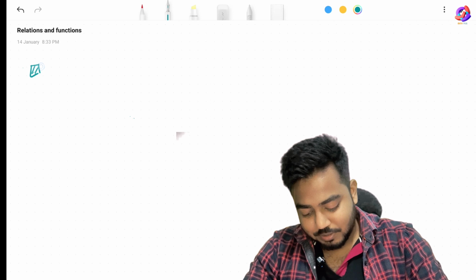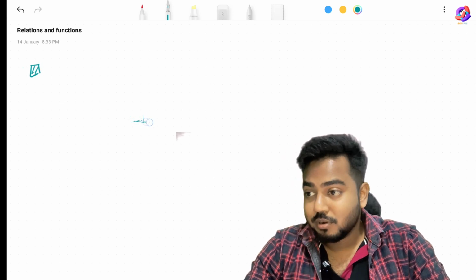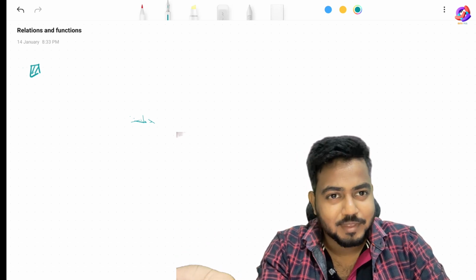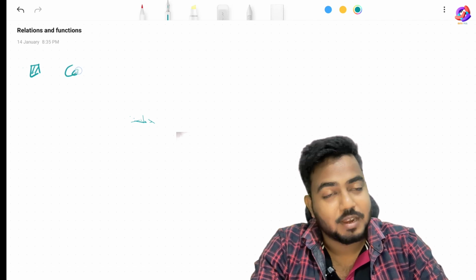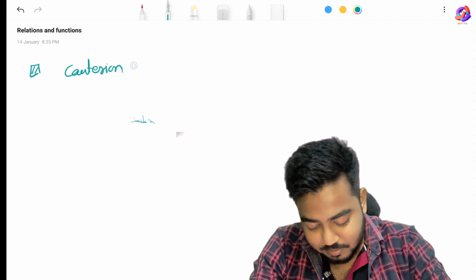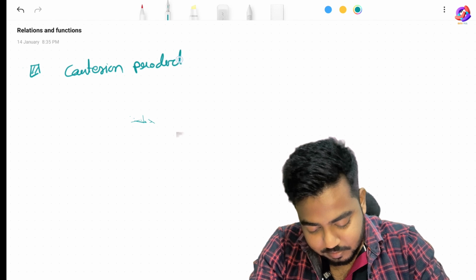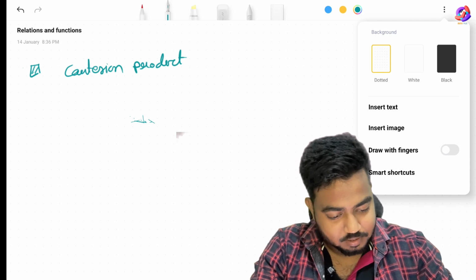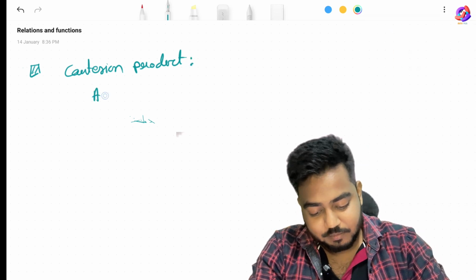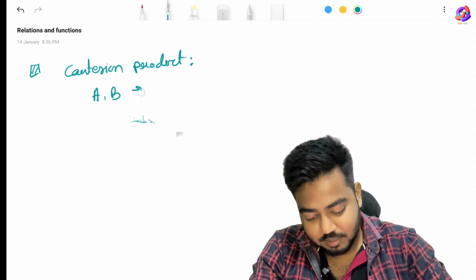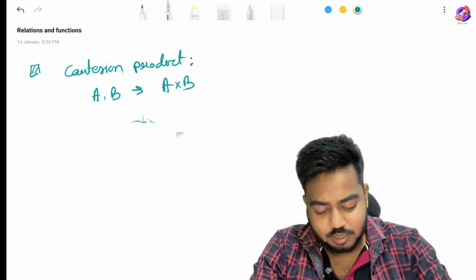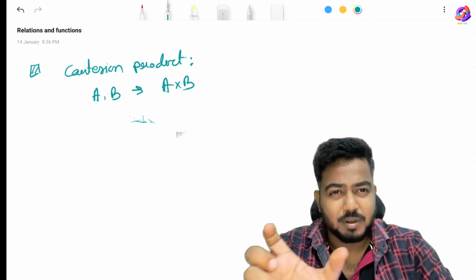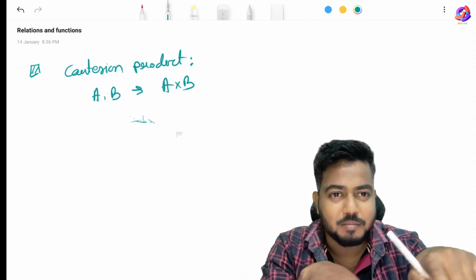Before we go into functions, this is section 2.2, and first we understand the Cartesian product. The Cartesian product of two sets A and B will be denoted as A cross B, and A cross B is in tuple form. Tuple form means A comma B.